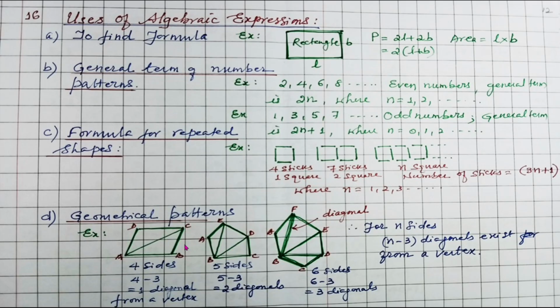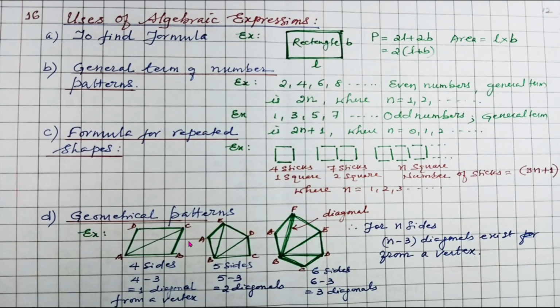And also, if you observe here in the geometrical pattern, we have a rectangle. There is only one diagonal from one vertex, from the vertex A, and this is what you call a pentagon. There are two diagonals from vertex B, and this is a hexagon. There are three diagonals from vertex B. Now that means if there are four sides, there is one diagonal. If there are five sides, there are two diagonals from a vertex, and if there are six sides, then there are three diagonals from a vertex, and we can generalize this. If there are n sides, then the number of diagonals will be n minus 3. So that is the generalization of geometrical patterns.